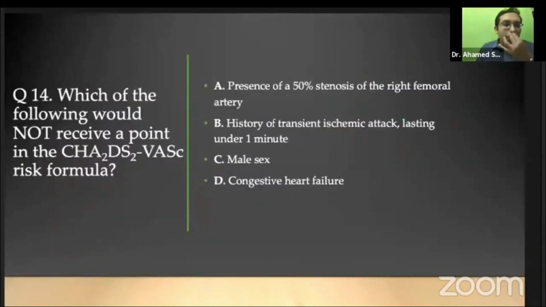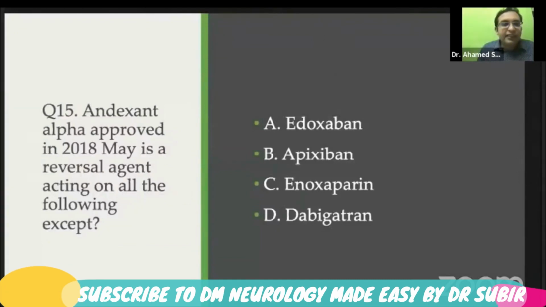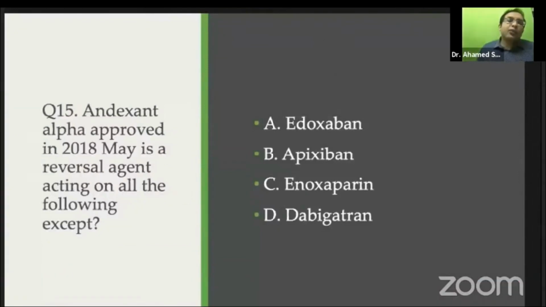So, which of the following would not receive a point in this CHA2DS2-VASc score? You just studied the CHA2DS2-VASc score, and the next question is to try to answer this. You just saw the score, or you must have studied previously. Very evident that only female sex is given a score of 1. Male sex is not mentioned in the scoring system at all. So the answer is male sex, and most of you have answered it correctly. And as I told you, you can even give direct oral anticoagulants in such a patient if it is non-valvular AF.